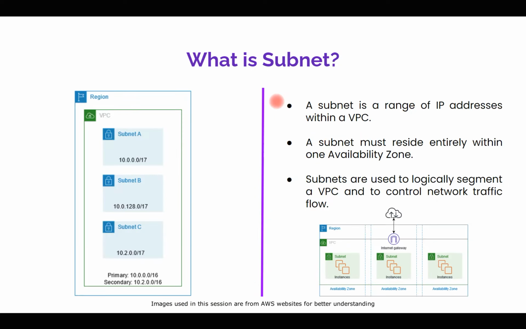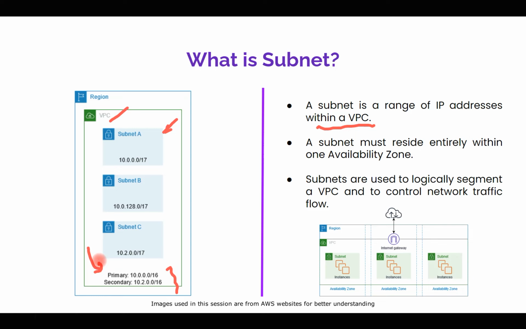Now let's understand what is subnet. So subnet is a range of IP address within a VPC. If you see here, for a whole VPC, we have subnet defined, okay? But we can have multiple subnets inside one VPC. So we are having subnet A, subnet B, subnet C, and these all belong to this particular range, which is mentioned here. So a subnet is a range of IP address within a VPC.